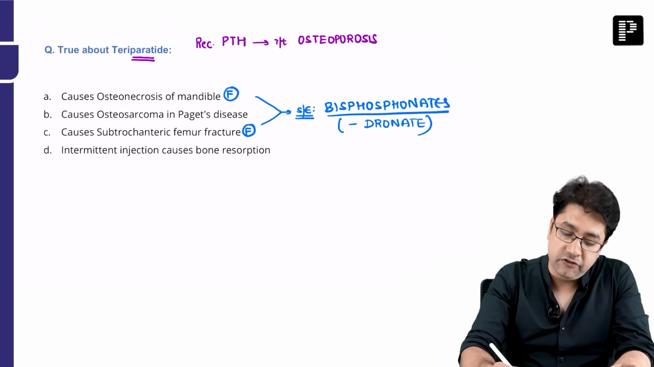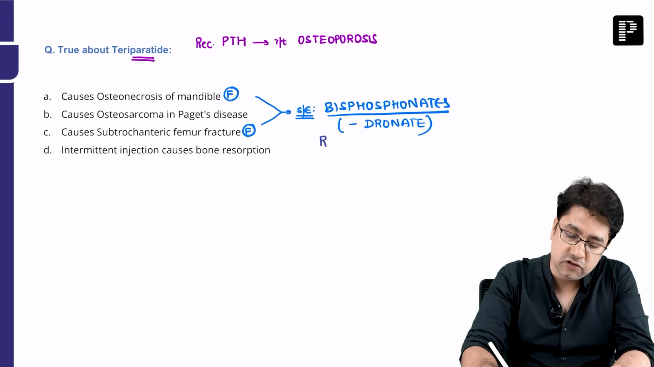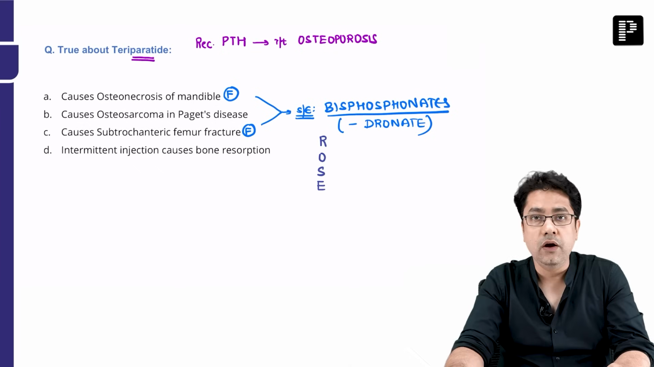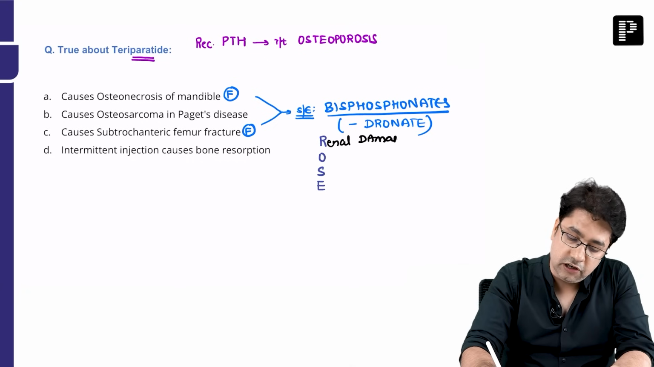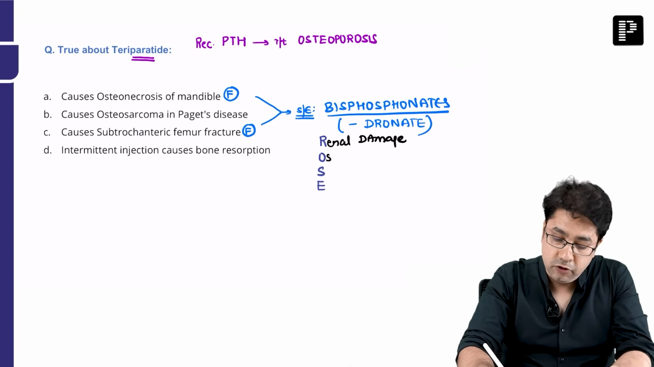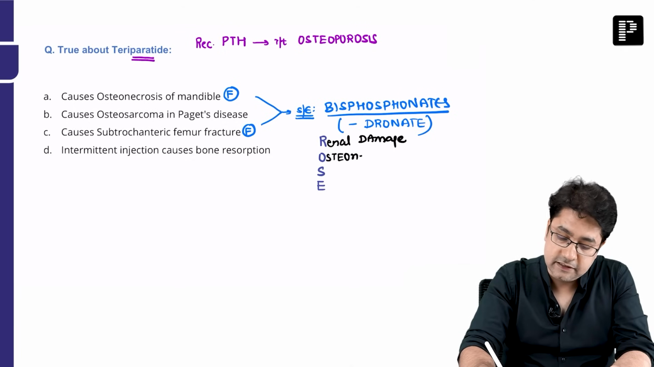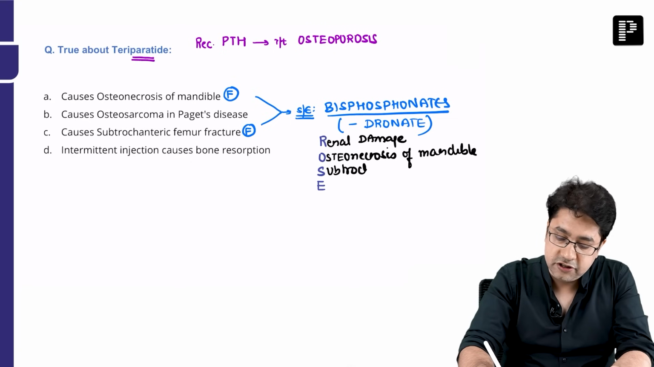Now, let's first write the side effects of bisphosphonate. We will write with the help of a mnemonic ROSE. Okay, so bisphosphonates cause renal damage. They should not be given in a patient of renal disease. They produce osteonecrosis, damage of the bone of the mandible or jaw. They cause subtrochanteric femur fracture.